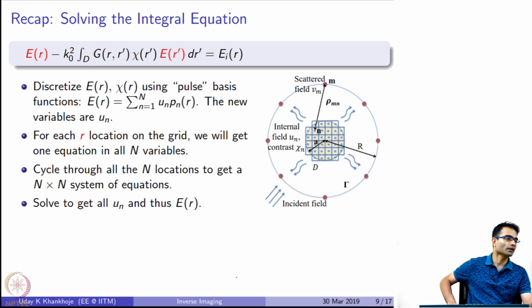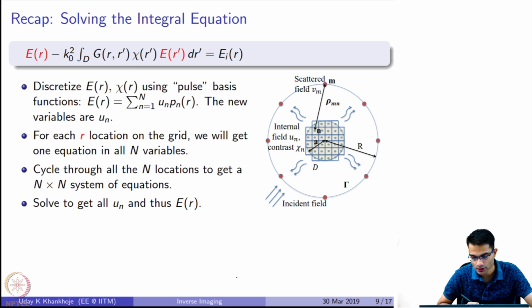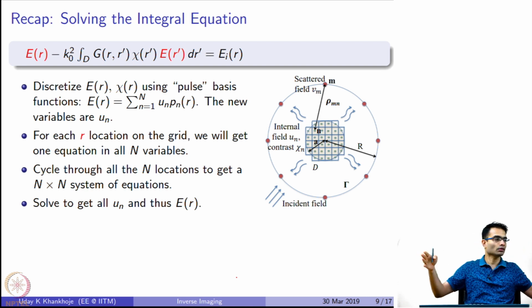Will these u n be real or complex valued? In general, complex valued. Your P n is of course a real valued pulse function, it is just 1 or 0, but u n can be complex. And then how did we solve it? We made this r vector cycle over each one of these points one by one. So, when I take r to be one point, I get one long equation in n variables. What is the thing to be taken care of over there?